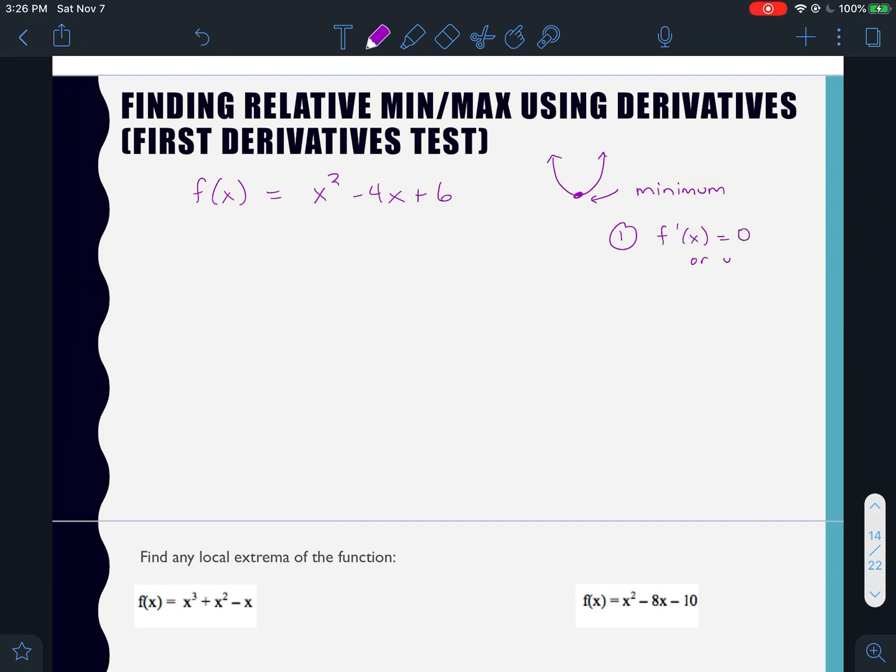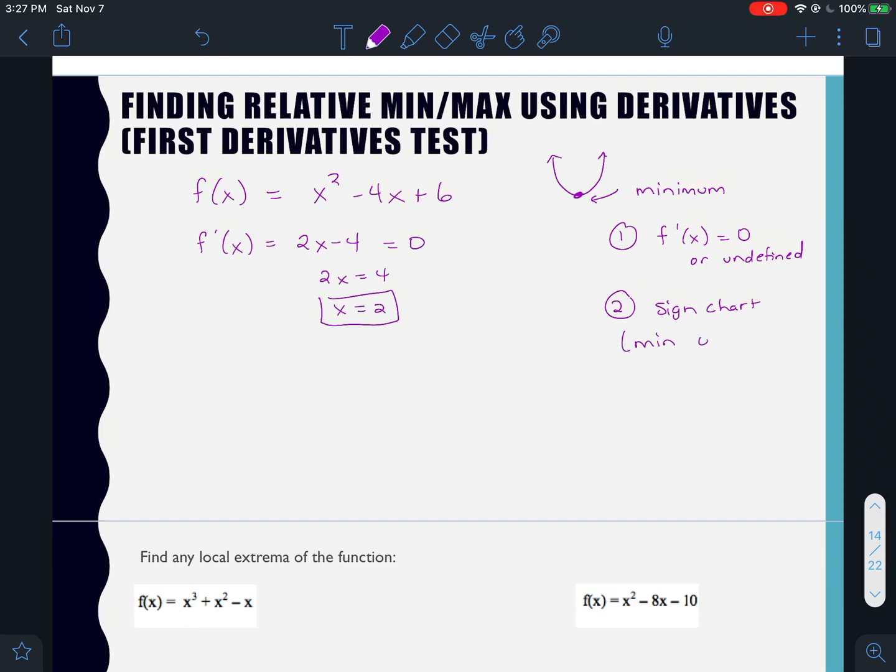To do that, your first step is you need to find the critical numbers. So find when f prime of x is equal to 0 or undefined. So if we actually want to find relative mins or maxes, first we find the critical numbers. So let's find when this derivative is 0. So f prime of x is going to equal 2x minus 4. And where does that equal 0? Well, add the 4 over, 2x equals 4, and then divide by 2. My critical number is going to occur when x is equal to 2.